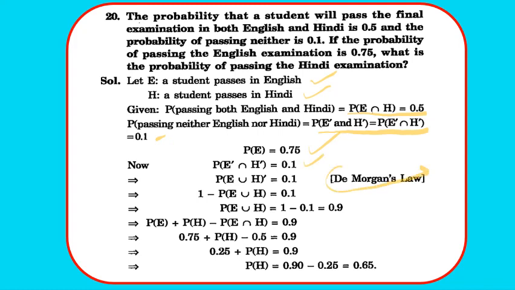So using De Morgan's law, P(E dash intersection H dash) can be written as probability of (E union H) whole dash. So 1 minus P(E union H) equals 0.1, or P(E union H) equals 1 minus 0.1, that is 0.9. So using the formula, P(E union H) equals P(E) plus P(H) minus P(E intersection H), this is equal to 0.9, and put the values. We get P(H) equals 0.65, that is, the probability that the student will pass in Hindi is 0.65. Clear? So pause and note down the solution.